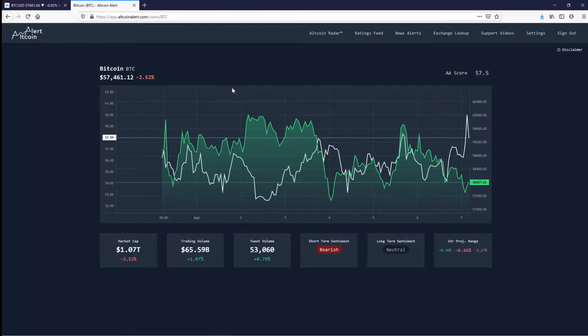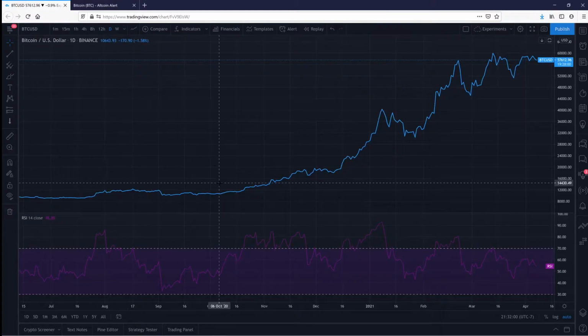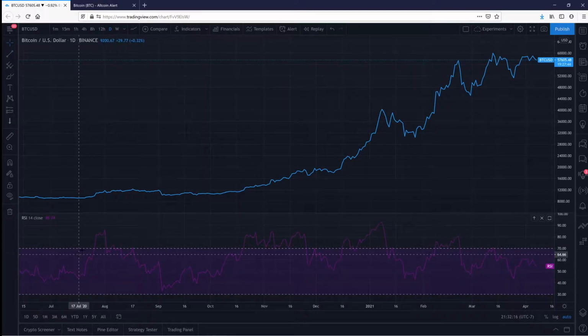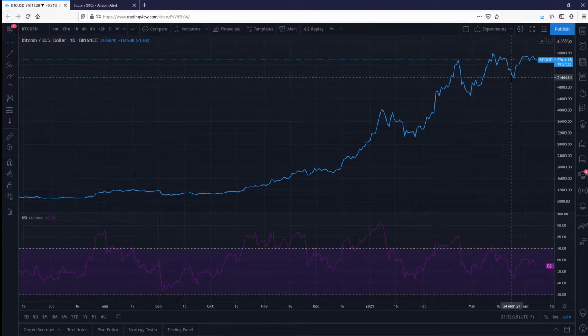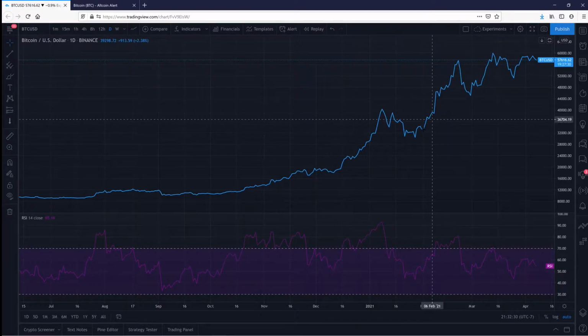Well, I'll show you what I mean. So here, I can't plot the AA score on TradingView, obviously. But I loaded up RSI because that's a similar oscillator. It goes from 0 to 100, just like the AA score does. And then I also have Bitcoin's daily close plotted up on the charts.